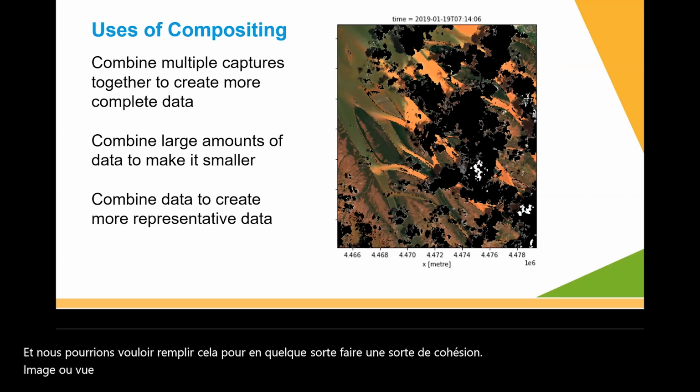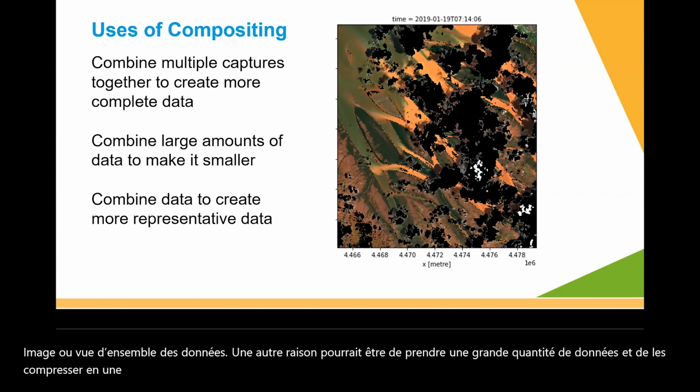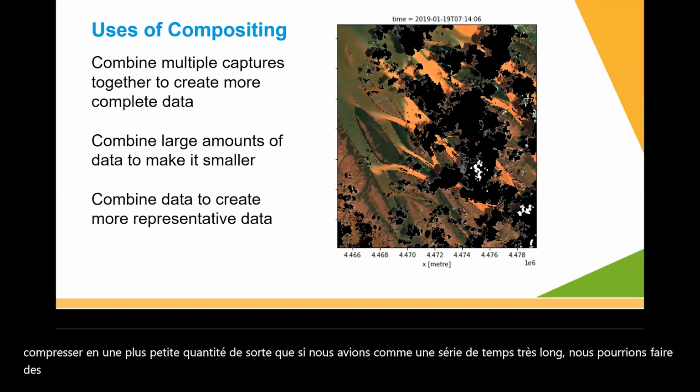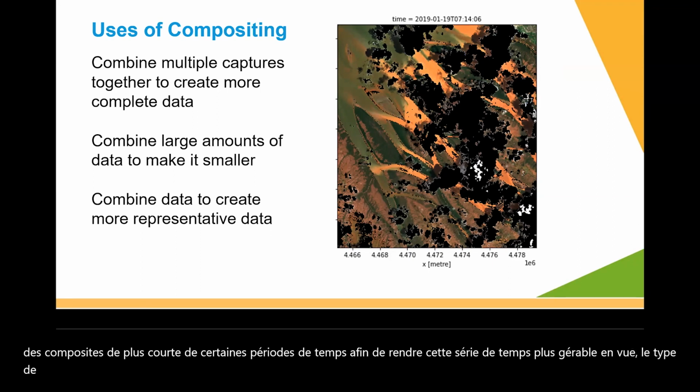Another reason might be to take a large amount of data and compress it into a smaller amount. That way, if we had a very long time series, we could make composites of certain periods of time in order to make that time series more manageable and actually view the change more continuously over the whole, instead of trying to choose individual pieces from that long time series.